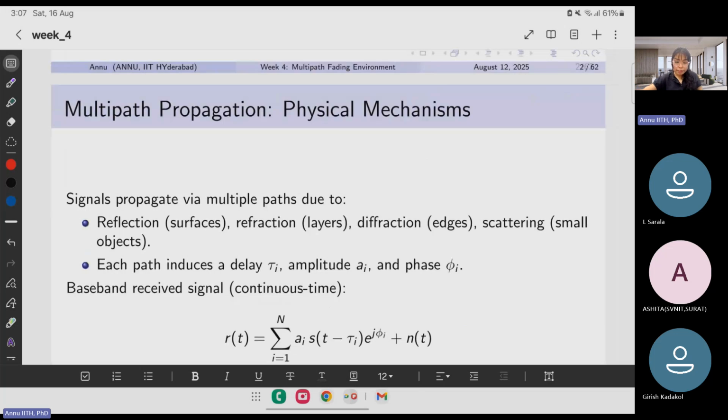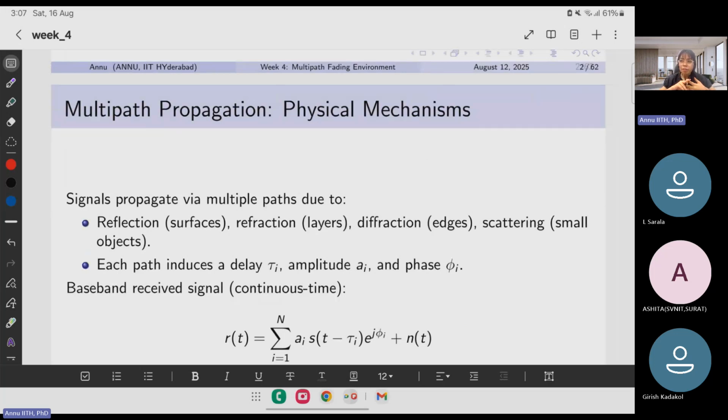So the point is that signals propagate via multipaths due to, as we know, reflection. Reflection is nothing but a surface: whatever surface it goes to, it reflects. Second is refraction, like if there are different layers, then it is called refraction. The third is diffraction, like if there is an edge, then it is called diffraction. And finally, scattering, which is due to small objects.